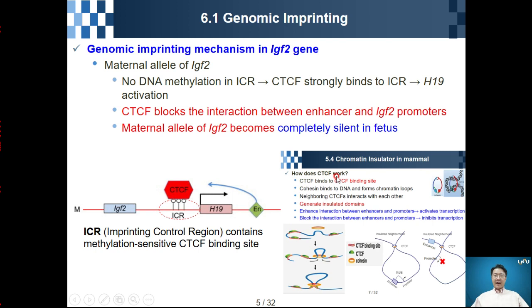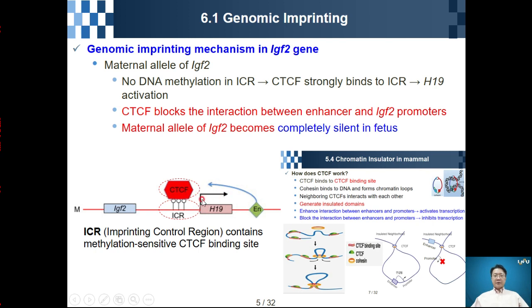CTCF is a chromatin insulator. So in the maternal allele of IGF2, there is no methylation in the ICR, so CTCF can strongly bind to the ICR. This binding activates the H19 gene, so H19 is activated.